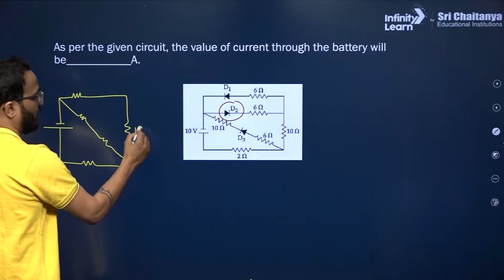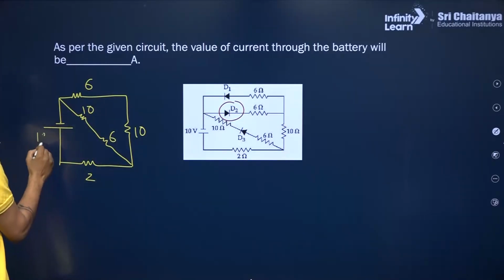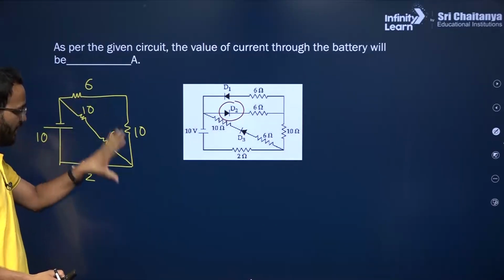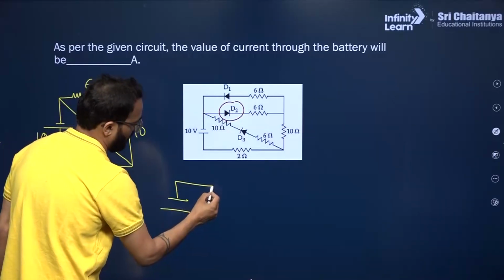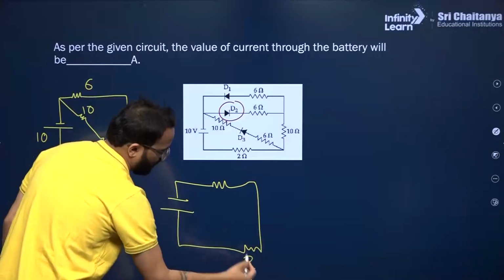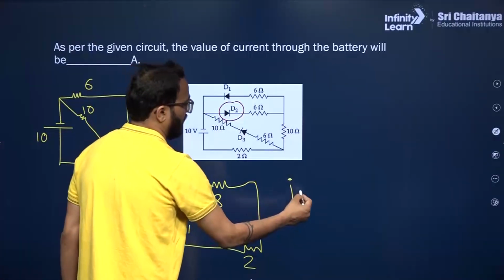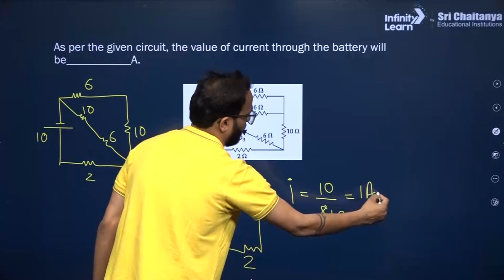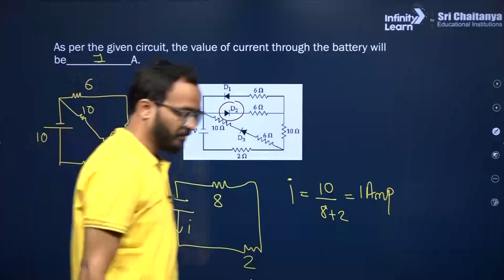Okay. So this is 10, this is 6, this is 6, this is 10, this is 2, this is 10, right? So see, this is 16 and 16 in parallel will become 8, and then 8 with 2 will become 10, right? So it will look somewhat like this. This is 2, this is 8, okay, this is 10. So what will be the current? Current will be 10 upon 8 plus 2, that is 1 ampere. So answer will be 1. Clear? Yes or no?